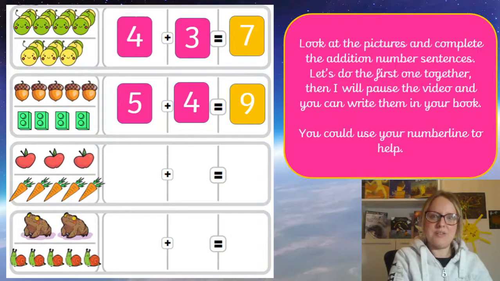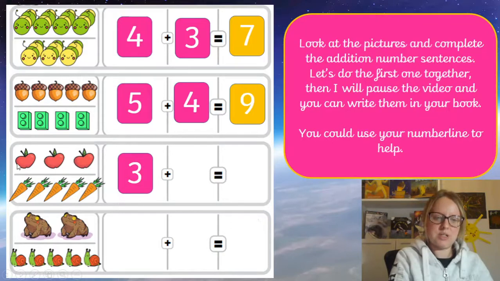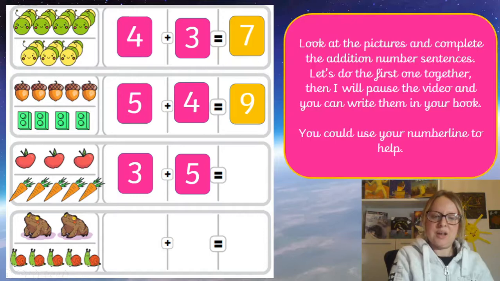Okay, hopefully you've had a go. So we know that there are 1, 2, 3 apples. So it's 3 plus how many carrots? 1, 2, 3, 4, 5. 3 plus 5. Now, which number did you start with on your number line? Did you start on the 3 or the 5? So hopefully you started on the number 5 because we always start on the biggest number on our number line.